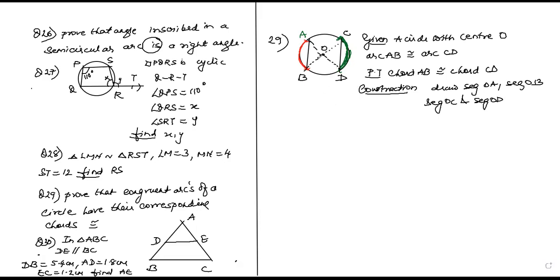Now look at these two triangles, children. You know, I can say OA is congruent to OC, radius of same circle. OB is congruent to OD, radius of same circle. But one information is missing. We require 3 information for proving two triangles congruent.